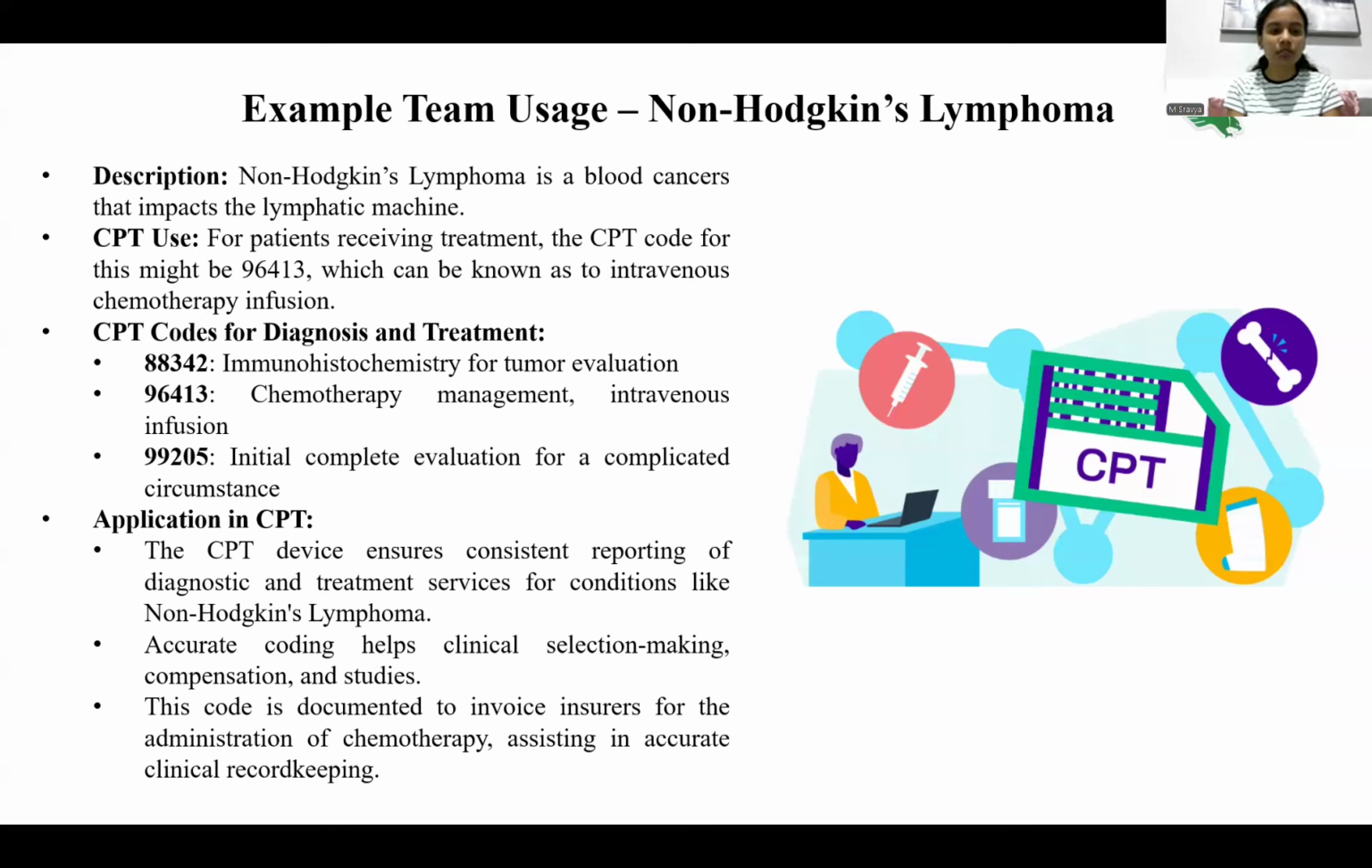The applications of CPT: the CPT system ensures consistent reporting of diagnostic and treatment services for conditions like non-Hodgkin's lymphoma. Accurate coding helps clinical decision making, compensation, and further studies. This code is documented to invoice insurers for the administration of chemotherapy, assisting in accurate clinical record keeping for further use.